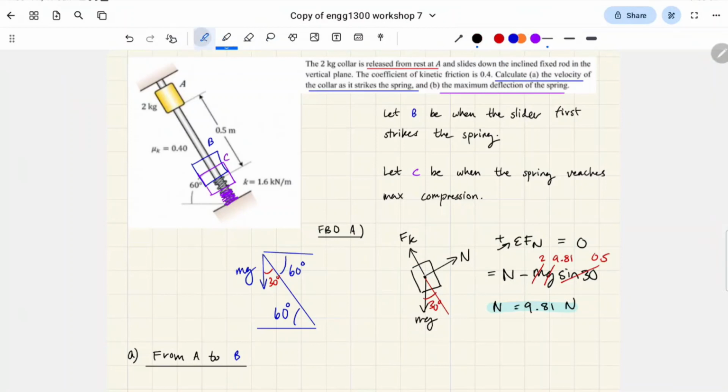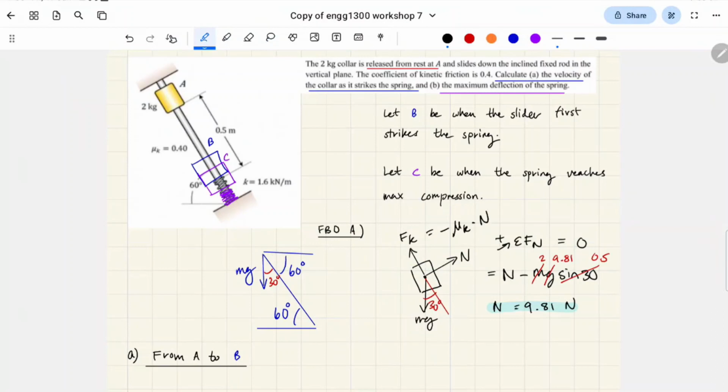Okay, so basically this slider, if you think about it, is going to be accelerating that way, right? So if we take the sum of the forces in the tangential direction, it will equal ma. The point is, we don't need to do that because we can just calculate this through this equation.